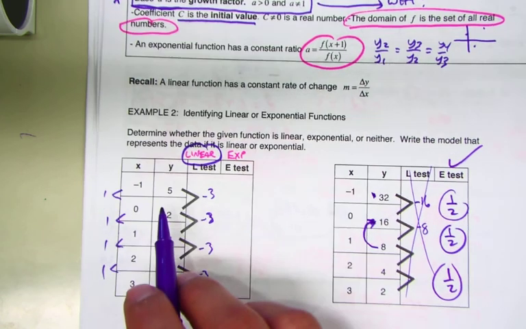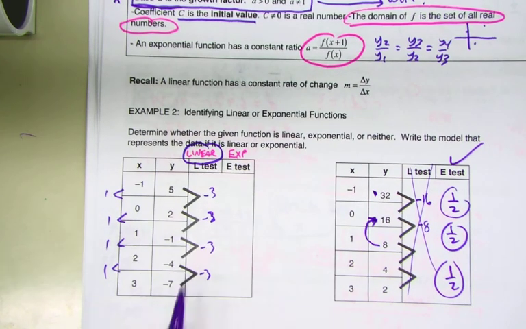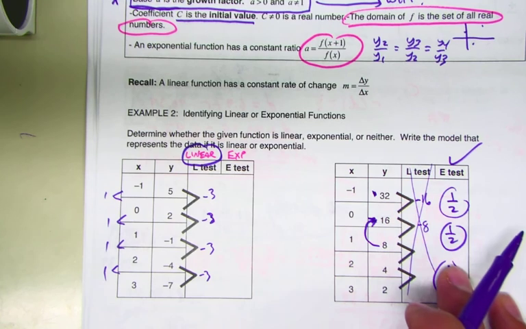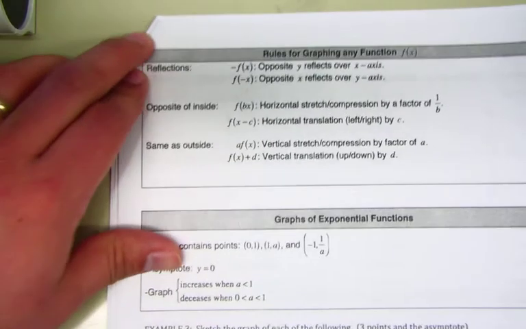So that's how we can tell by looking at a table or data if we have a linear or an exponential graph. Any questions on that? Okay, let's turn the page.